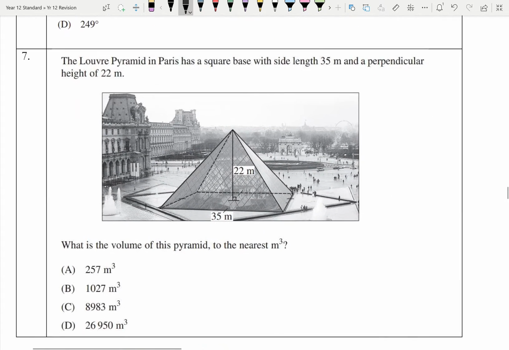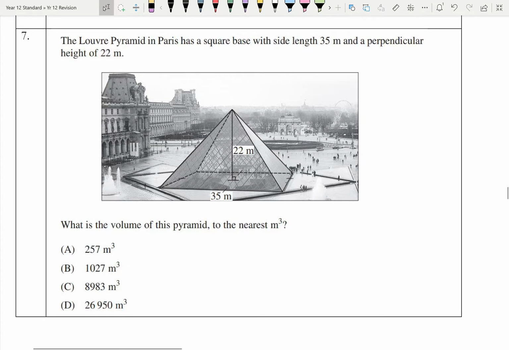Okay, another big picture. We've got the Louvre Pyramid in Paris, and it has a square base with side length 35 and a perpendicular height of 22 meters. Now again, all of that information is shown on the picture. Possibly the only really important thing there is that it has a square base. You can see that by the little dashes that it does have on the picture. It does show that it's a square, but just making sure that you know it's definitely a square on the bottom.